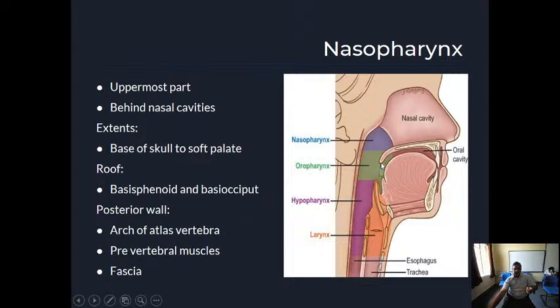So this is in brief about the anatomy of the pharynx, as well as the various disorders or infections of the oropharynx and the nasopharynx in detail. Laryngopharynx we will deal with later.